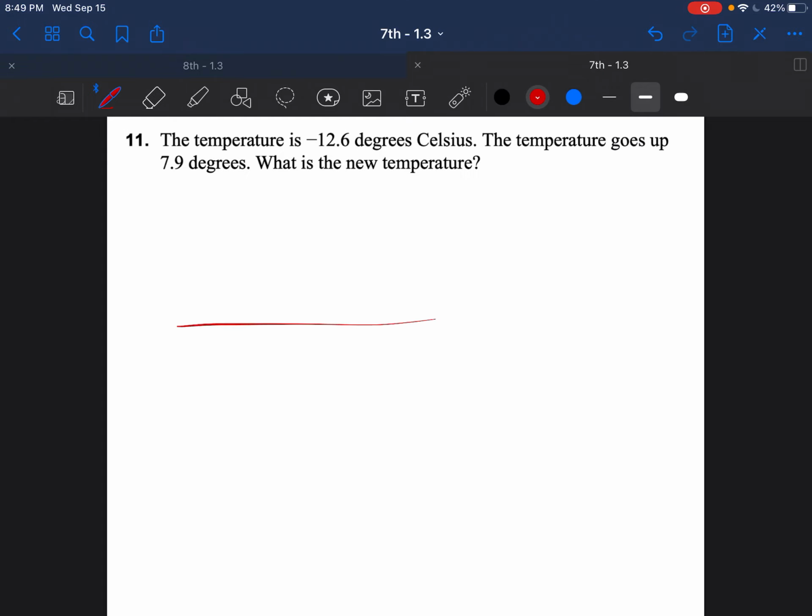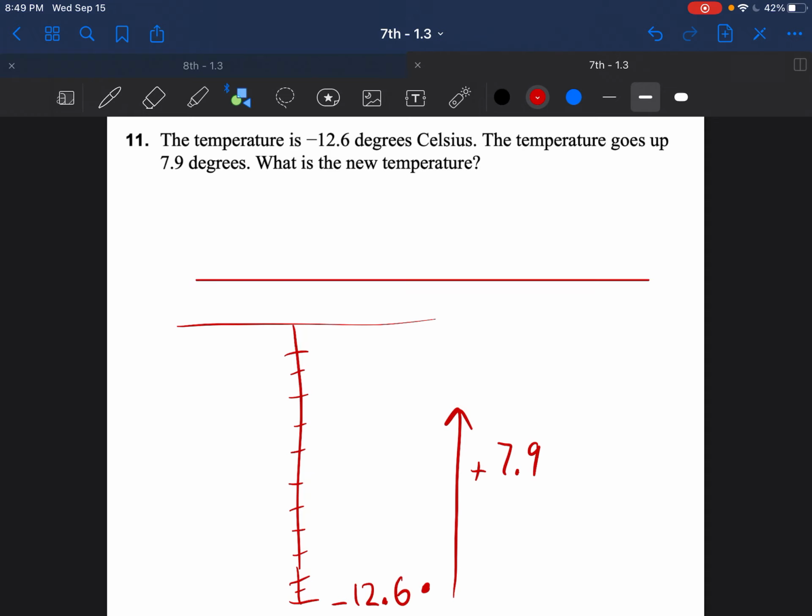It says the temperature was at negative 12.6. 1, 2, 3, 4, 5, 6, 7, 8, 9, 10, 11, 12. So it was at negative 12.6. It was right here. And then the temperature goes up 7.9 degrees. So that would be plus 7.9. We did talk a little bit about this, about number lines. So let me draw my perfect straight line. Here's 0. So we went negative 12.6. And then we went positive 7.9.